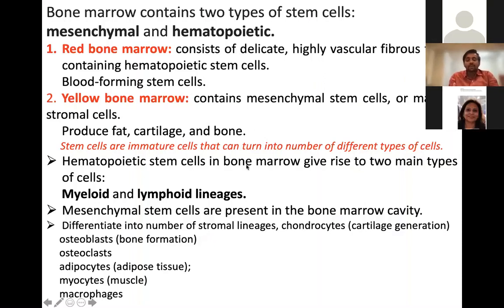Hematopoietic stem cells have two major lineage cells, that is myeloid and lymphoid. And we call this the army of our body, the army for the immune system. Mesenchymal stem cells are present in the bone marrow cavity. They differentiate into a number of stromal lineage cells, that is chondrocytes, osteoclasts, adipocytes, myocytes and macrophages.